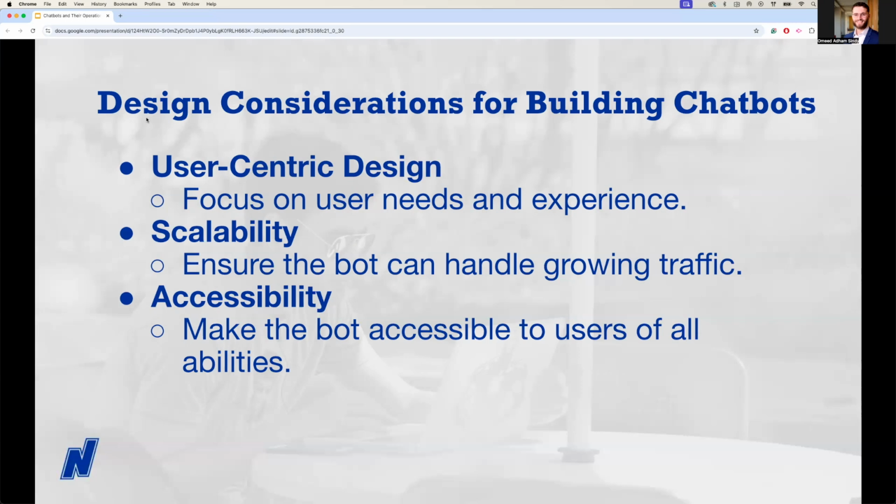Scalability. As your chatbot becomes more popular, you need to ensure that you can handle the growing traffic without sacrificing performance. This often involves optimizing the backend systems, reducing lag time, and improving the chatbot's response time. And then accessibility. Make sure that your chatbot is accessible to all users, including those with disabilities. This might involve supporting voice commands or ensuring that the bot is compatible with screen readers for visually impaired users. Prioritizing accessibility is not only the right thing to do, but it can expand your chatbot's user base.